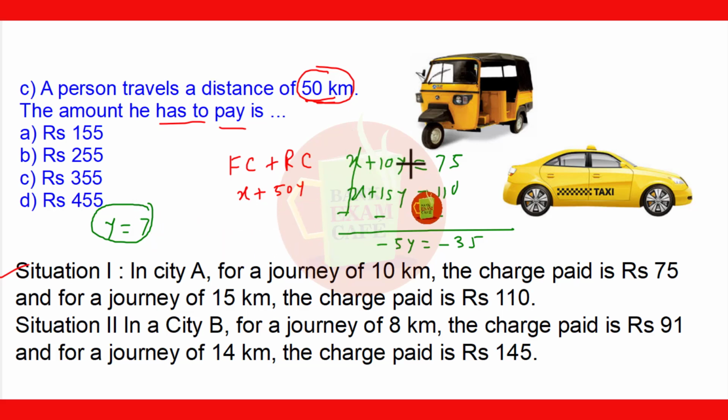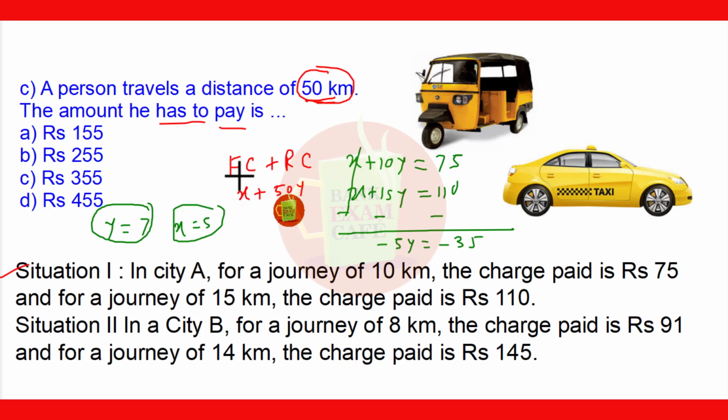So put the value of y here. 10 sevens are 70. 70 you will take to the other side, so it will be 75 minus 70, that will be 5. So x is equal to 5. And therefore, friends, the fixed charge is 5.